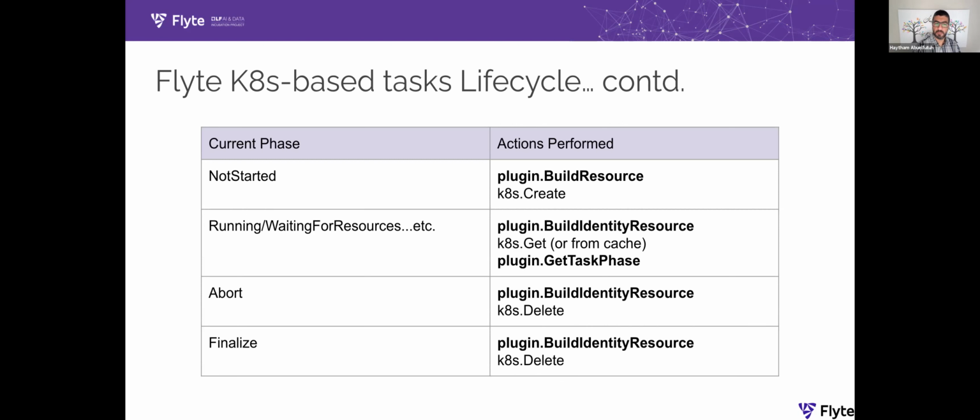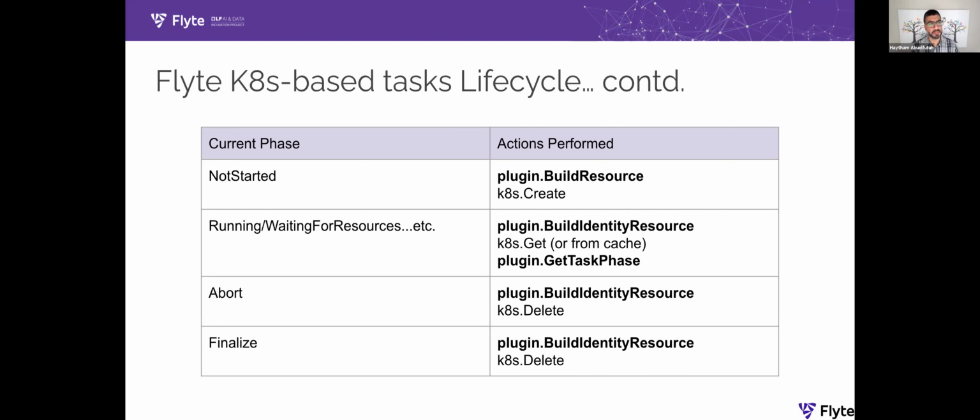Once it's created, we go into this, and this is usually where we spend most of the time, the intermediate states. Maybe it's waiting for resources, maybe it's running, and things can take time to run, and so on. And we'll keep calling, right? We'll keep staying in this part of the state machine for a while. Every time we come here, the base implementation will call you and say, build an identity resource. An identity resource, as I was saying, it's just an empty shell. It's just the Go type that corresponds to your K8s object.